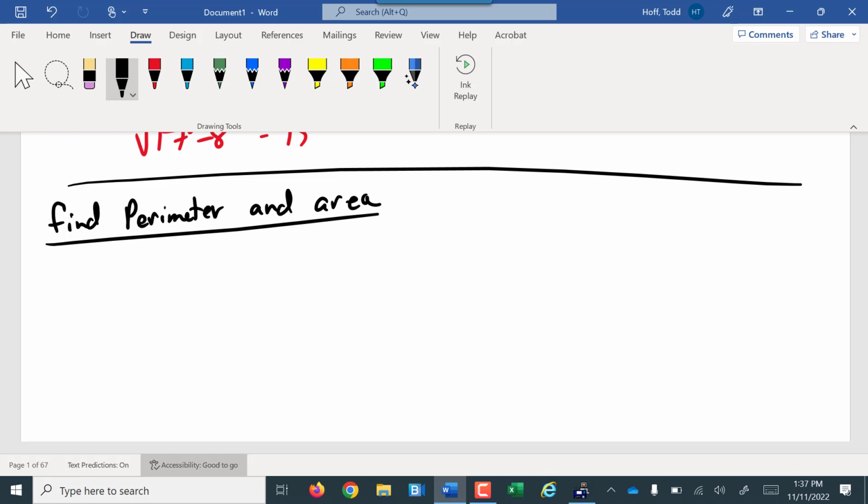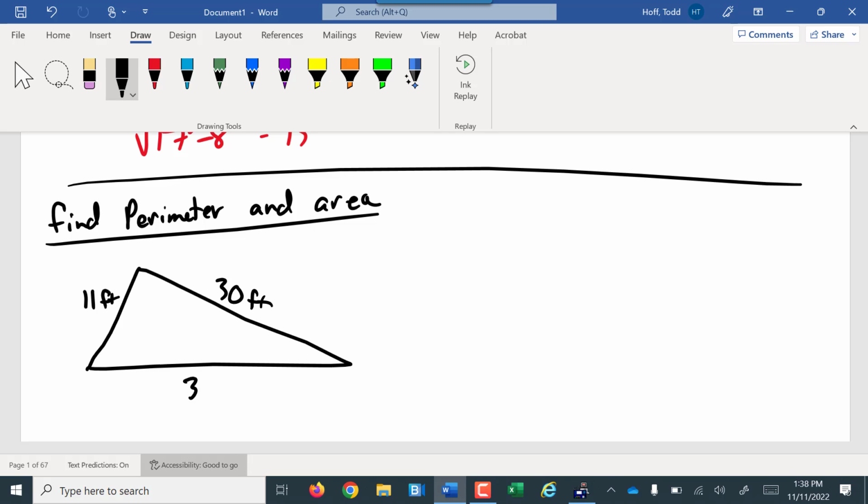So if I ask you to find the perimeter and area for something like this, this, by the way, is similar to number 5, just very different numbers. First of all, how do you find the perimeter? 33 plus 30 plus 11. You got it. So what is that, 74 feet?